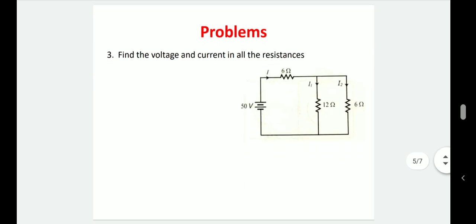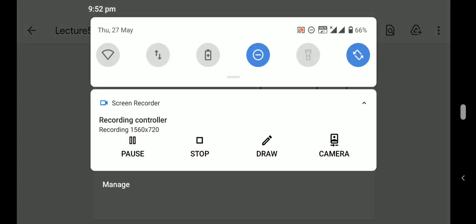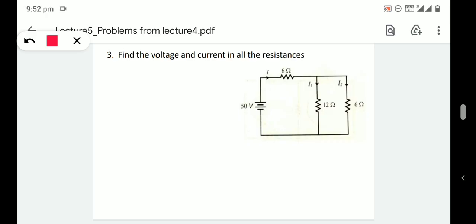Then third question is, find out the voltage and current in all the resistances. There are 3 resistors, so we need to find out the current through all these 3 resistors and the voltage across all these 3 resistors. So first we need to find out the equivalent resistance, that is R total of this circuit. Here 6 and 12 ohms are parallel. So first find out the equivalent resistance of this combination, and that resistance will be in series with the 6 ohm resistance. Like that we can find out R total.